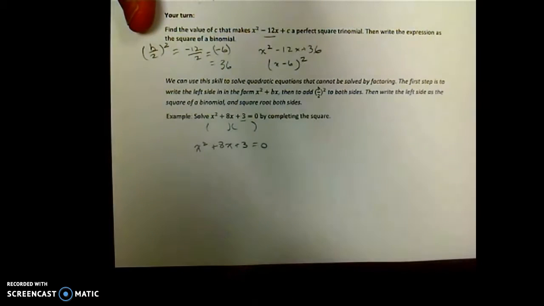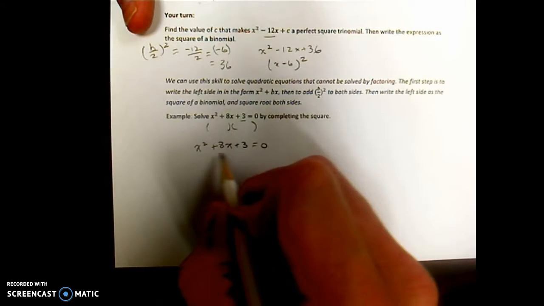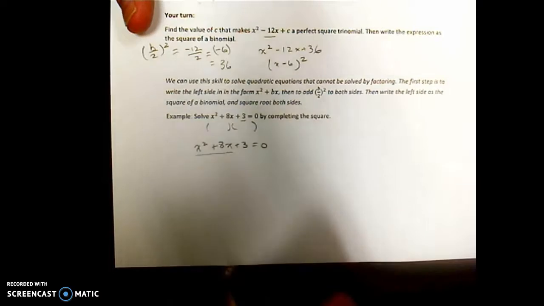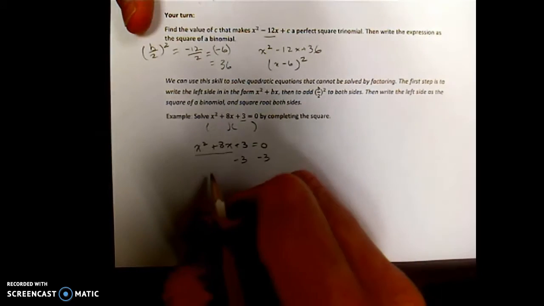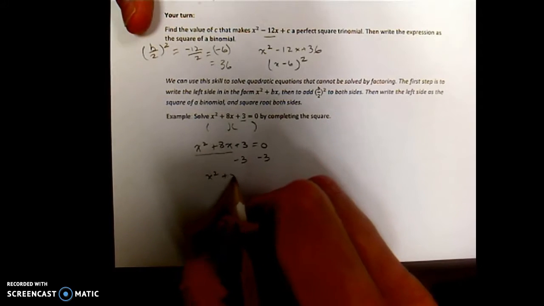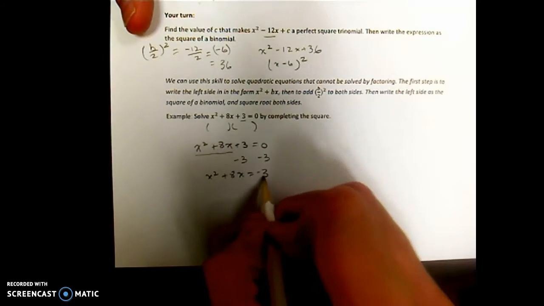We can use this method to create a perfect square trinomial on the left-hand side. Rewrite that as the square of a binomial, and then take the square root of both sides. And when we do that, we'll have our two solutions. So the first thing I want is my x squared plus 8x alone on one side of the equal sign. So let's subtract 3 from both sides. X squared plus 8x equals negative 3.